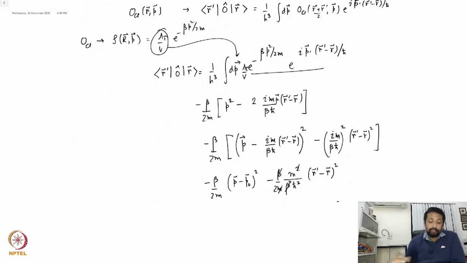So therefore we now have a very nice way of going from the classical to the corresponding quantum mechanical representation. So given a classical operator, we can go to the quantum mechanical operator, or given a quantum mechanical operator, we can go to the classical operator.